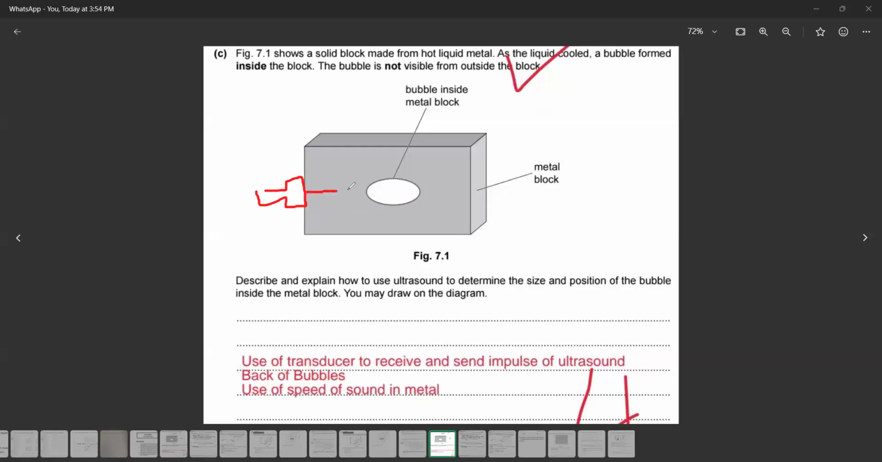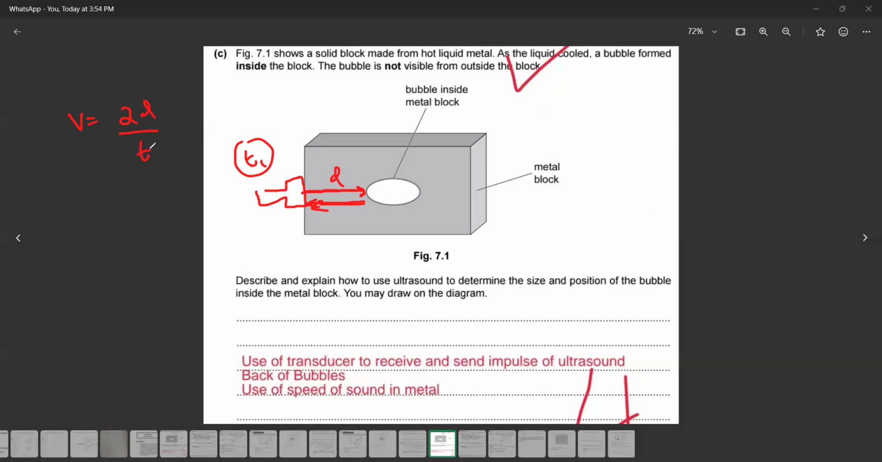The ultrasound will send the signal and it will bounce back, and we will record how much time it takes to receive the signal. Using this, we can determine the distance or the position of the bubble. We will move this detector all over the metal and record how much time it takes to receive the pulse back. We use a formula: speed equals distance over time. If the distance is d, the wave travels and bounces back, so the distance is twice, so speed equals 2d divided by t.